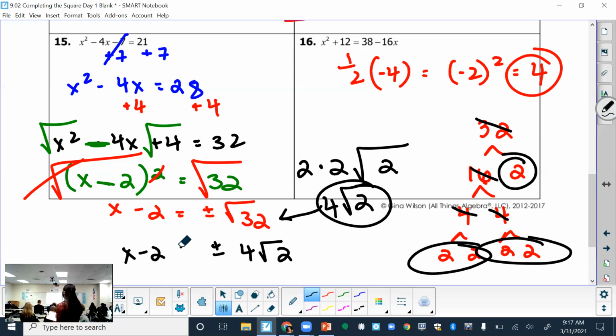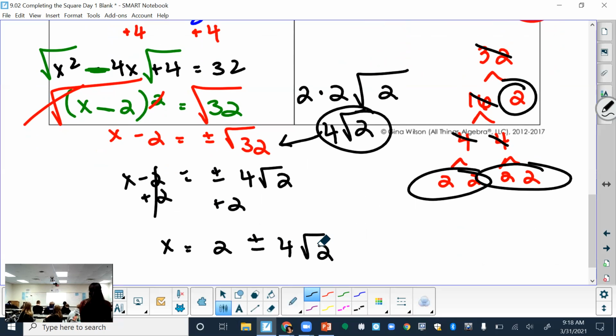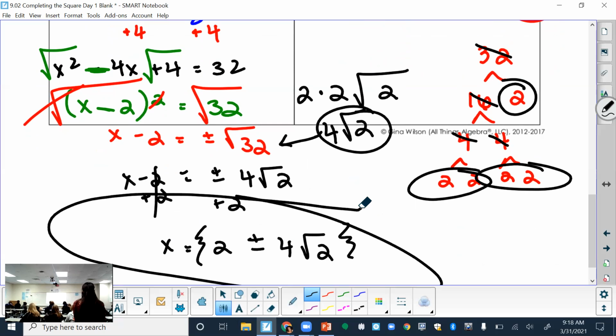What's the opposite of subtracting 2? So add 2 to both sides. Cancels out on the left side. And then since this one's kind of a weird problem, we just leave it in this format. All right, any questions? If you did not finish the practice, do finish it and turn it in as homework.